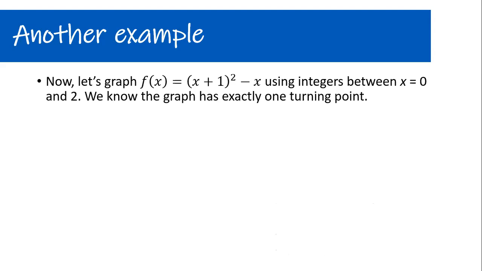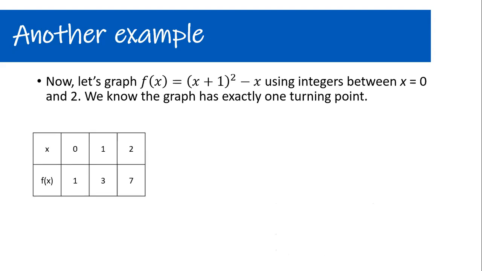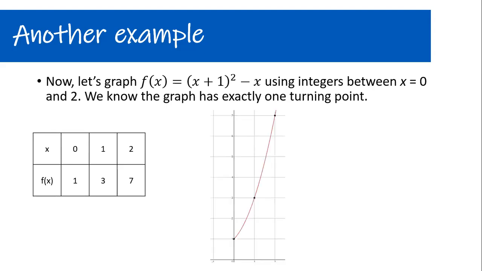Now in this example, we're going to graph f of x equals (x plus 1) squared minus x. And we want to use the integers between x equals 0 and x equals 2. We know that that graph has only 1 turning point. So here's our table, if we plug those values in, and here's what we get.